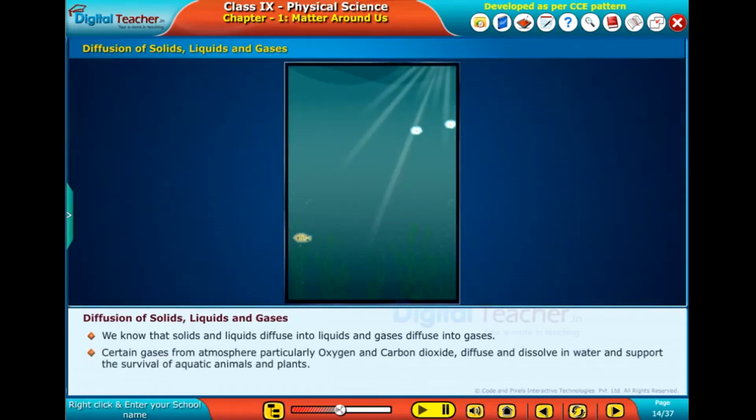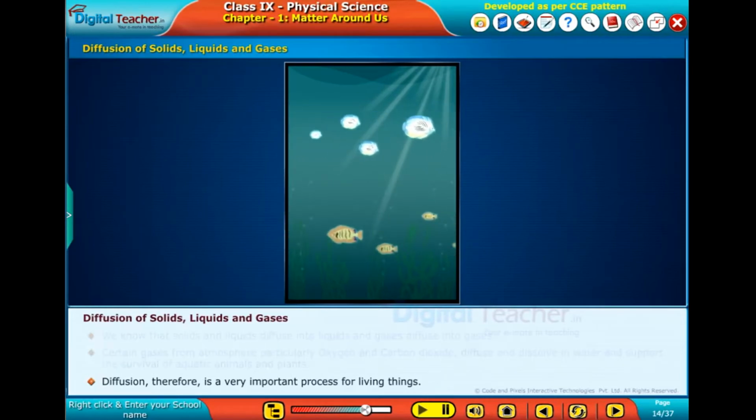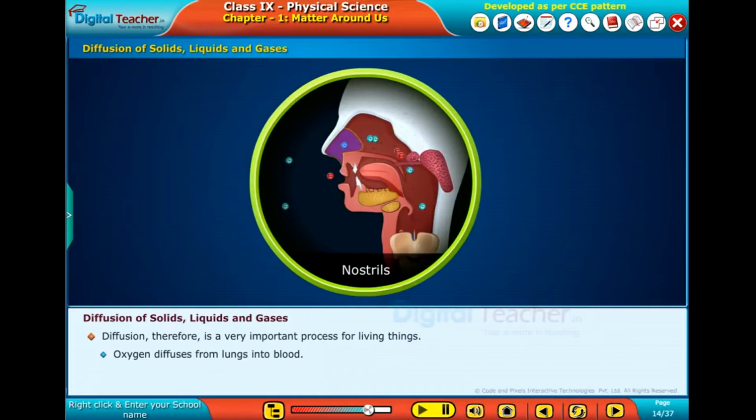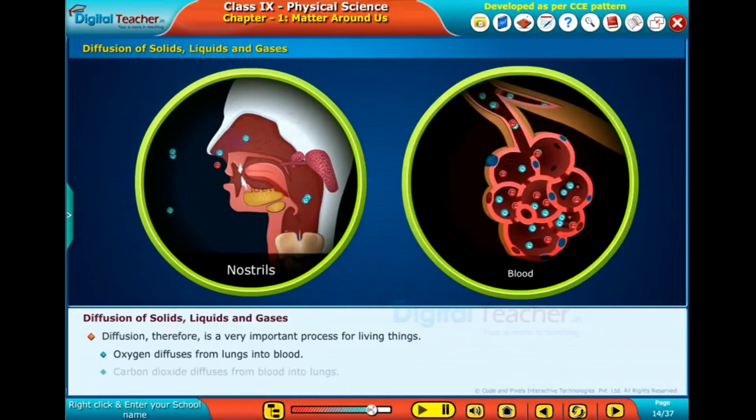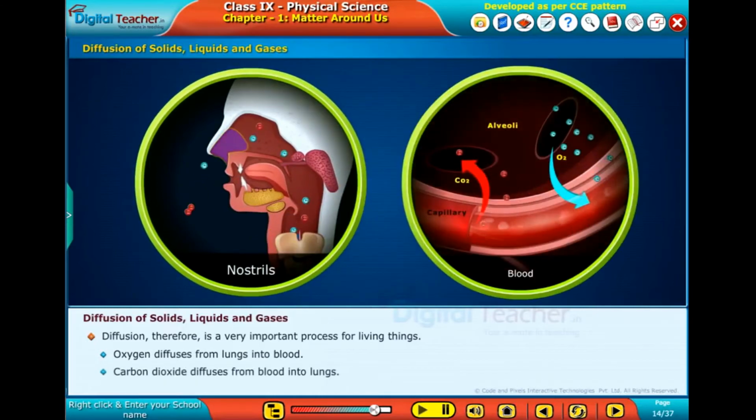Certain gases from the atmosphere, particularly oxygen and carbon dioxide, diffuse and dissolve in water and support the survival of aquatic animals and plants. Diffusion, therefore, is a very important process for living things. Oxygen diffuses from lungs into blood. Carbon dioxide diffuses from blood into lungs.